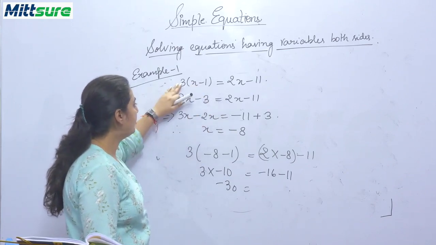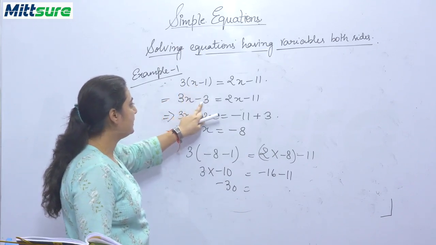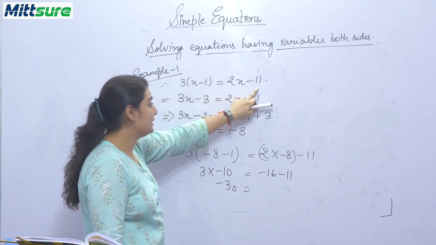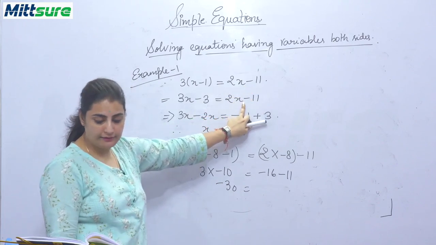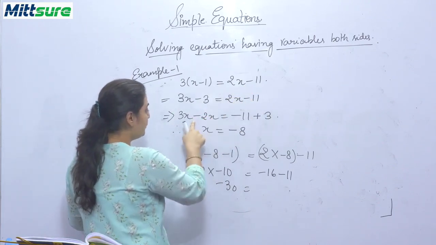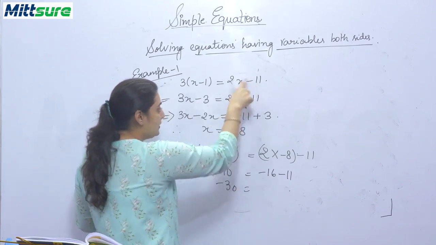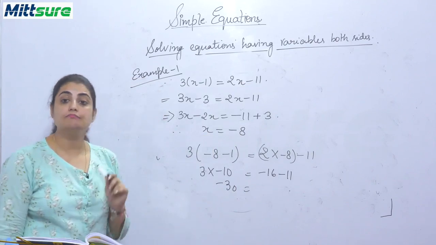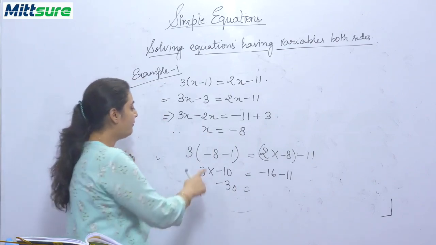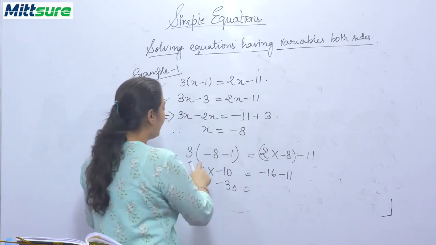Let us revise what we have done till here. 3x minus 1, 3x minus 3. Now 2x minus 11, we have got. Now 3x minus 2x, x is equal to minus 8, because this will be going, and here with 11 there is a minus sign. Now if I put this value minus 8 here, what I will get?